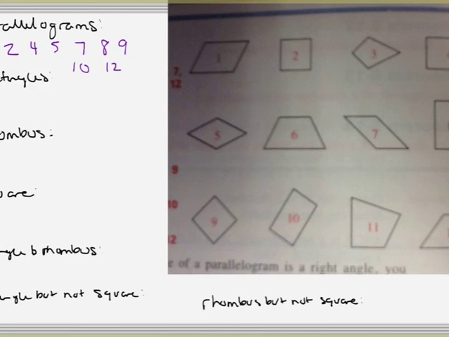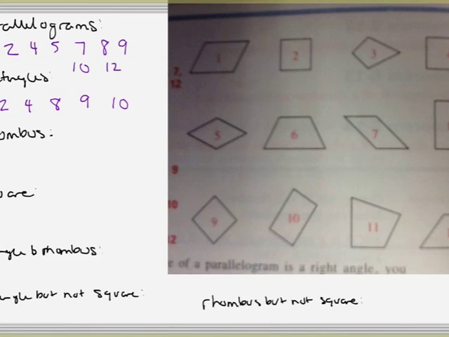Rectangles. Which ones are rectangles? Again, going numerically. 2, 4, 8, 9, 10. Okay, so what characteristic do we need for it to be a rectangle? 4 right angles.